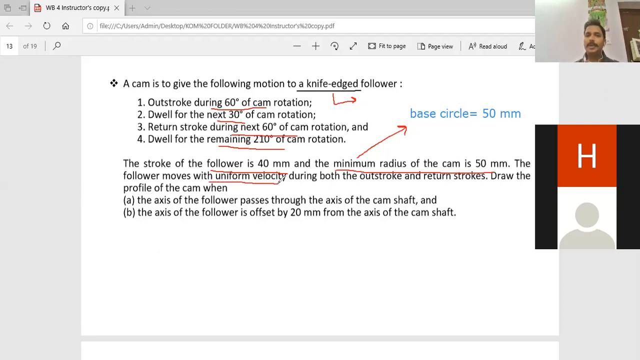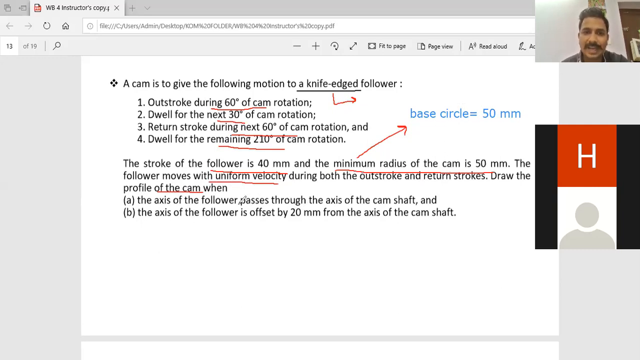Okay, now the question says the follower moves with a uniform velocity. The condition given to us is uniform velocity. Please don't do the question with a simple harmonic motion equation. The condition given here in the question is uniform velocity, during the outstroke and return stroke. Now it is asking to draw the profile of the cam in two parts. A part is when the axis of the follower passes through the axis of the camshaft.